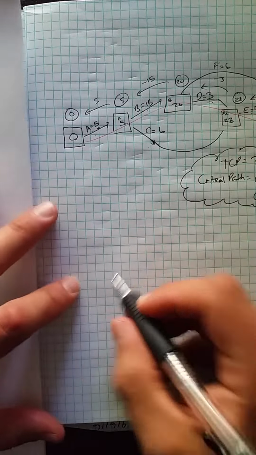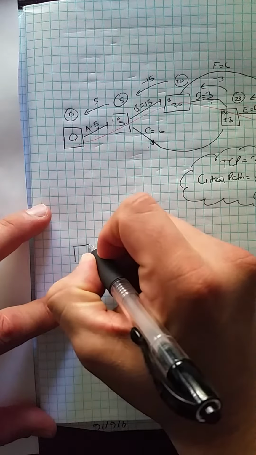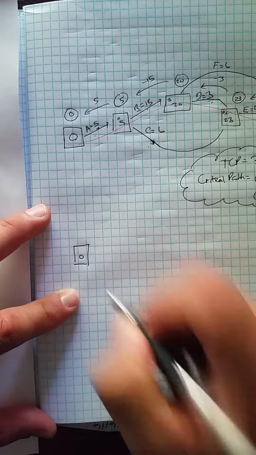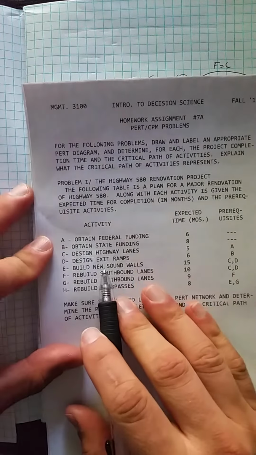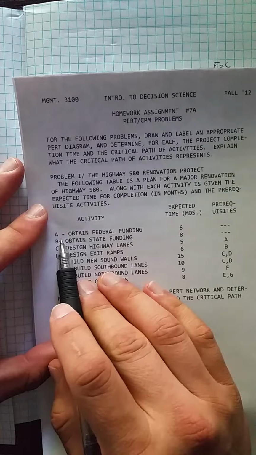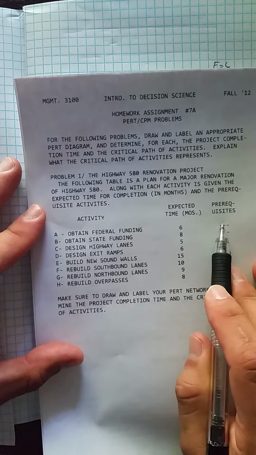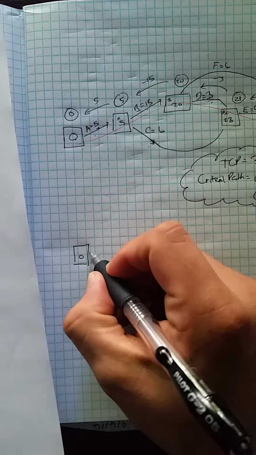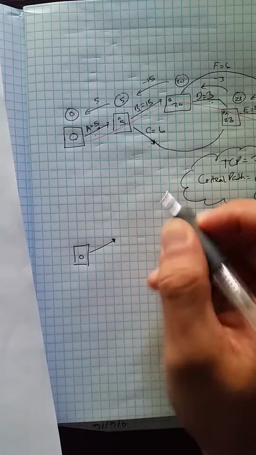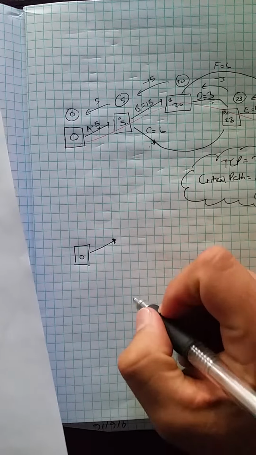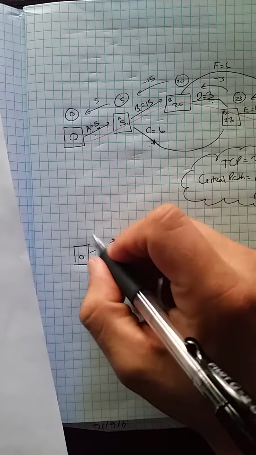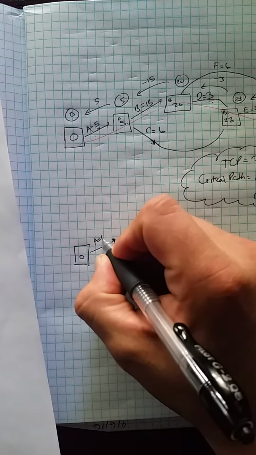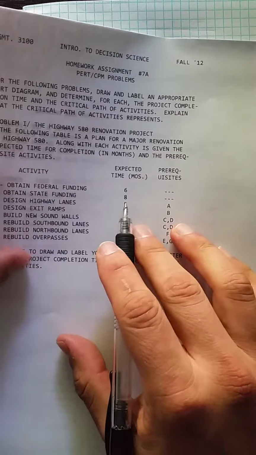So again, I start with a square. Let's put 0. Now we look at this information they've given us. You look at A, and you see that there's no prereqs, and the expected time is 6 months. I wouldn't even recommend putting an arrow because it might be going somewhere else. So A equals 6, with 0 prereqs.